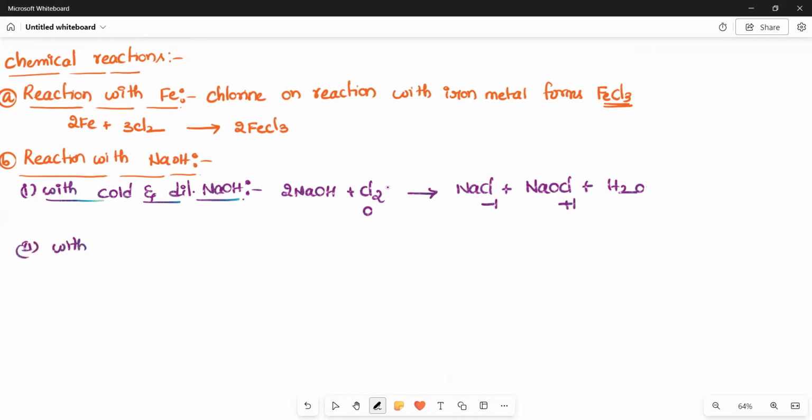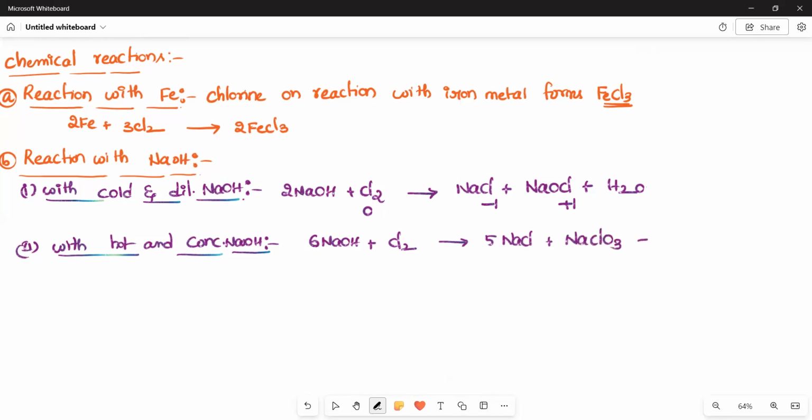Second one, reaction with hot and concentrated NaOH. The oxidation state will be somewhat higher. So it will be 6 NaOH plus Cl2 gives rise to 5 NaCl plus NaClO3, sodium chlorate, plus 3H2O. Again 0 to -1 and 0 to +5. Disproportionation and redox reaction. So find the difference between the reaction with concentrated NaOH and dilute NaOH.